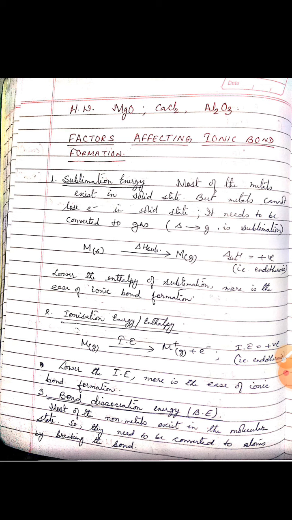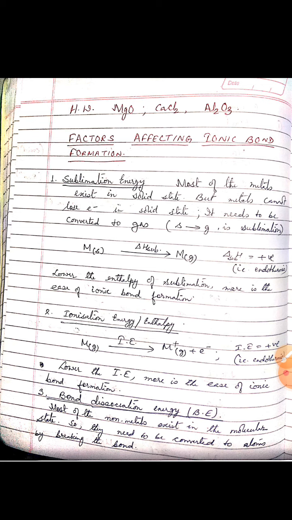You know matter exists in 3 states. So solid to gas, when you want to convert, it will be an endothermic process, and that's why you have written delta H sublimation to be positive. Now lower the amount of energy you require to convert them to gaseous state, more will be the tendency for ionic bond formation.